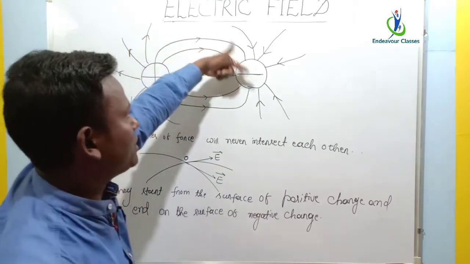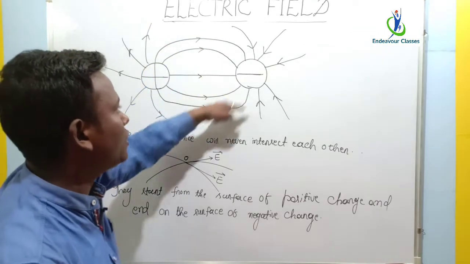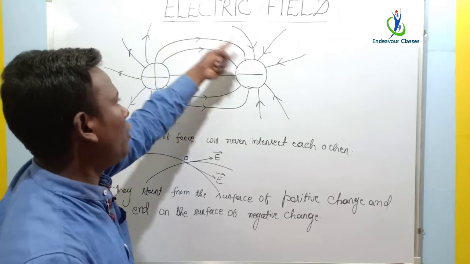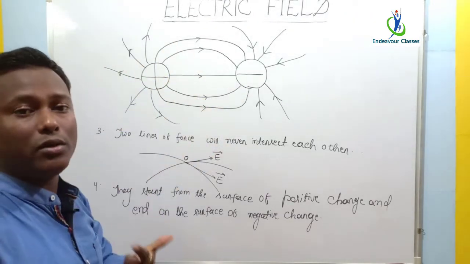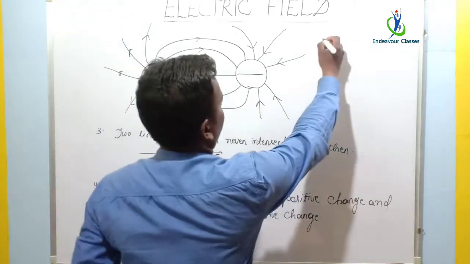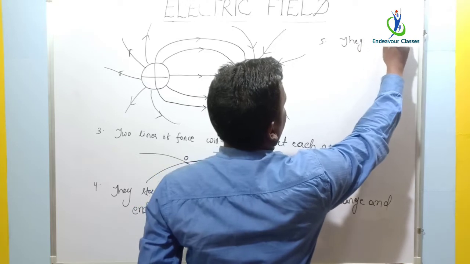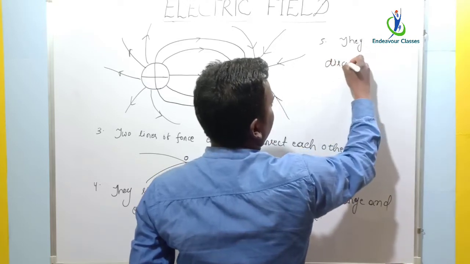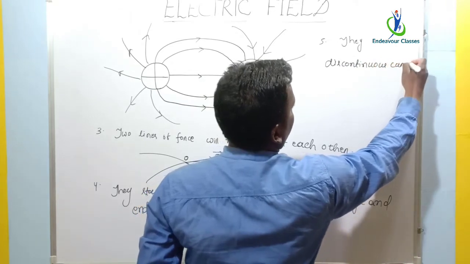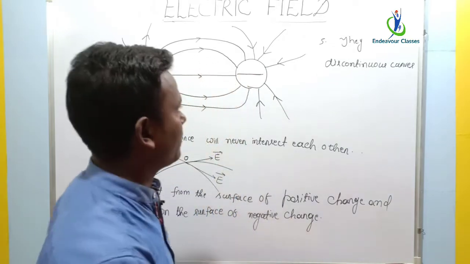So as the lines of force are not passing through a charged body or through a charge, they are not forming closed loops. They are not continuous curves, they are discontinuous curves. The electric lines of force are discontinuous curves. So the fifth point is they form discontinuous curves, or you can say they do not form closed loops.